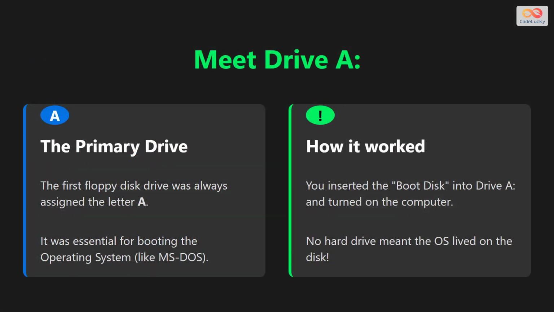Because floppy disks were the primary way to use a computer, the first floppy disk drive was the most important component. It was given the first letter of the alphabet: Drive A. To use your computer, you would insert a boot disk containing the operating system, like MS-DOS, into drive A and turn the machine on. The entire operating system ran directly from that disk.